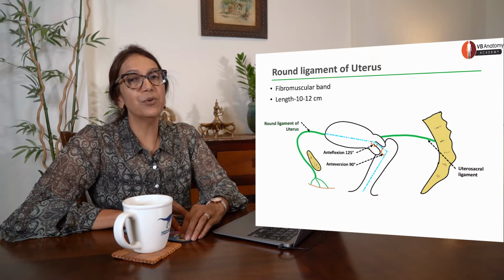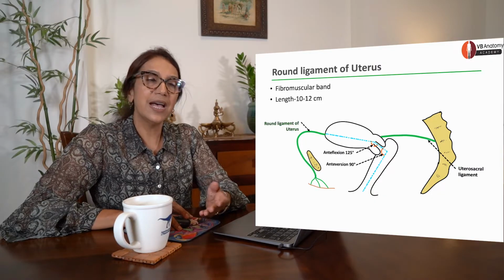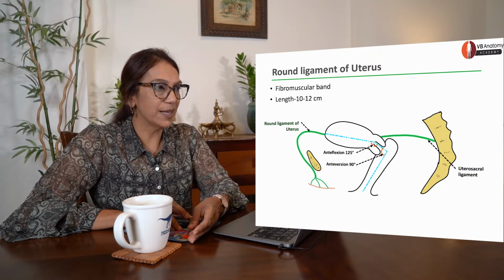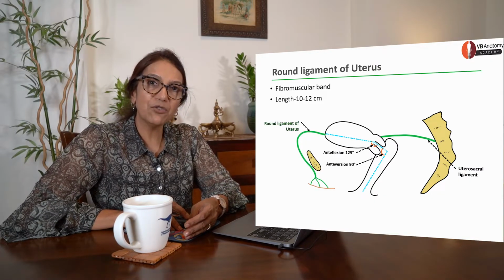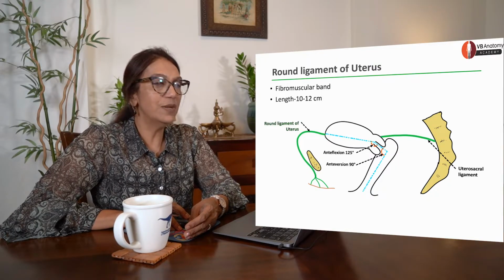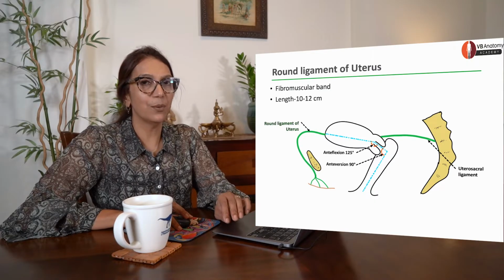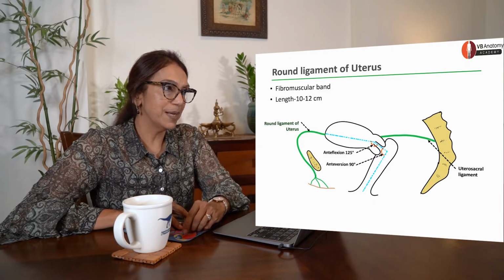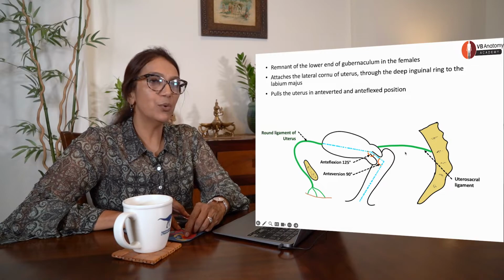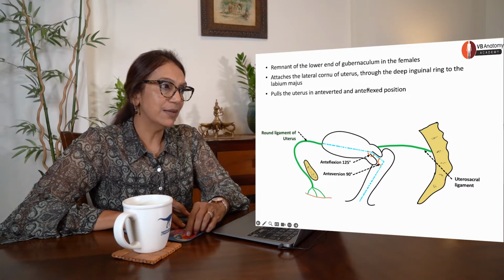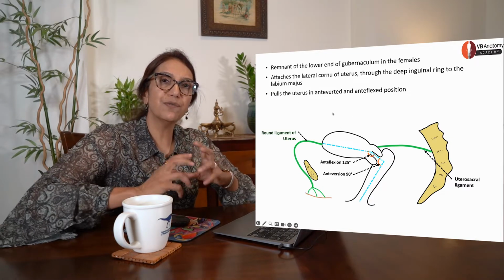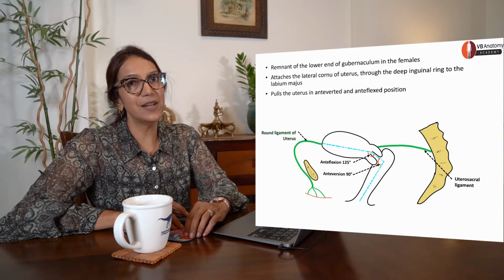First, let's talk about round ligament of uterus. As we know, it's a remnant of gubernaculum. Extends from the lateral angles of the uterus downwards forwards through the deep inguinal ring, through the superficial inguinal ring into the labium majus. Measures about 10 to 12 centimeter in length. Okay. Pulls the uterus forwards in an anteverted, anteflexed position.